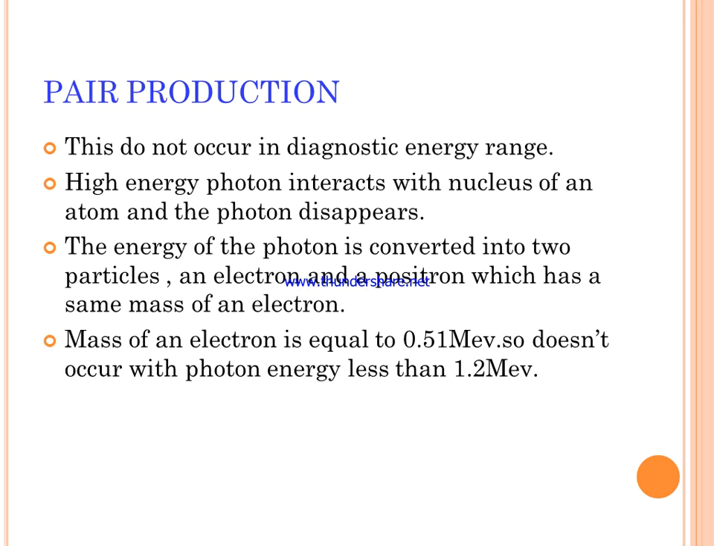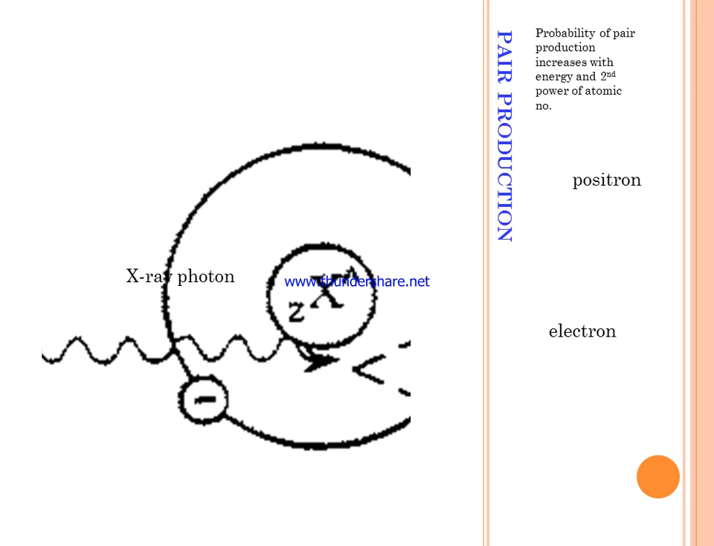Another type is pair production. This does not occur in the diagnostic energy range. A high energy photon interacts with the nucleus of an atom and the photon disappears. The energy of the photon is converted into two particles, an electron and a positron, which have the same mass as an electron. The mass of an electron is equal to 0.51 mega electron volt, so pair production does not occur with photon energy less than 1.02 mega electron volt. Our images show pair production. The probability of pair production increases with the energy, and with the second power of the atomic number.